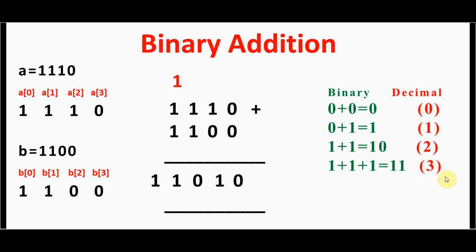The equivalent decimal value is 3. Now I am going to check these 4 conditions. So when you are adding in the for loop, A of 5 plus B of 5 and carry. So let's do that in the for loop.